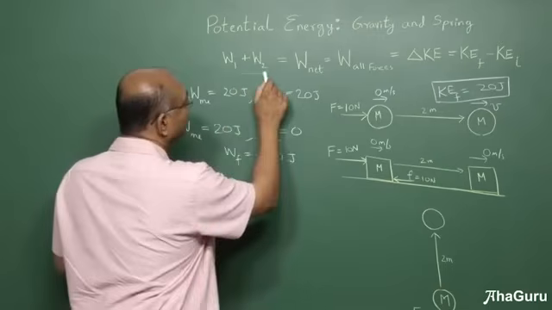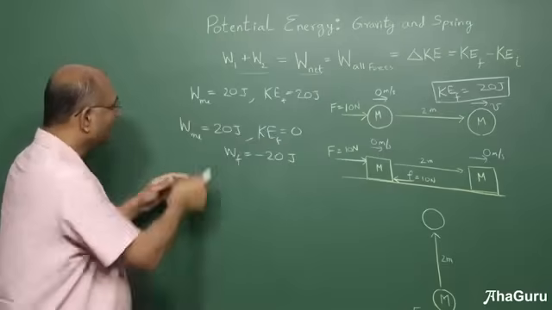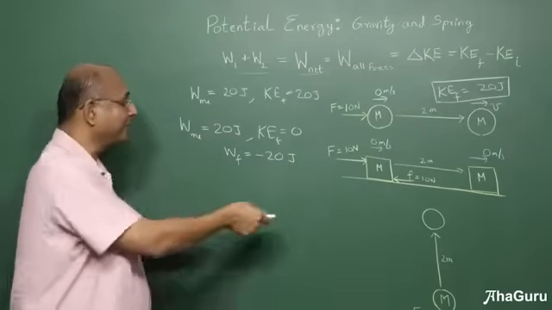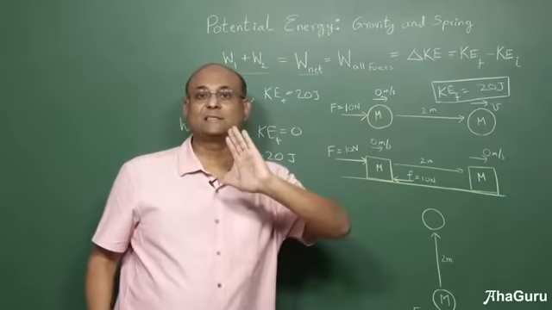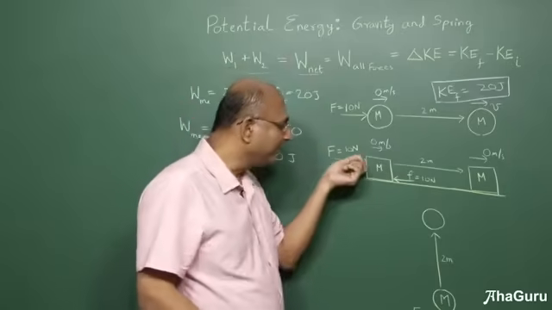We know that the total work done by all forces must be the change in kinetic energy. What is the work done by me? 20. Work done by friction? Minus 20. Total work done? 0. So the kinetic energy in the beginning was 0, and the kinetic energy in the end is 0. Now you may say, how can it move if it was 0? It is moving very, very slowly.